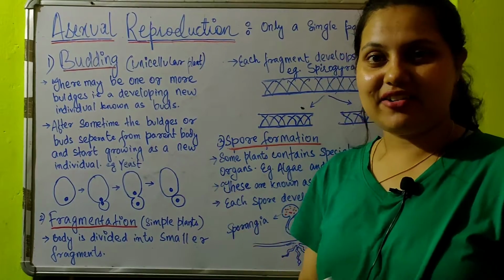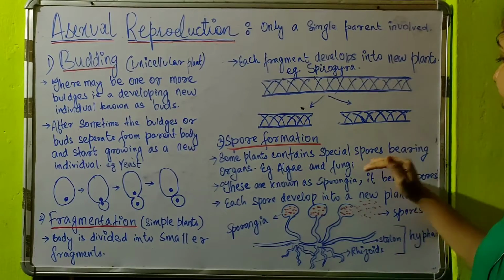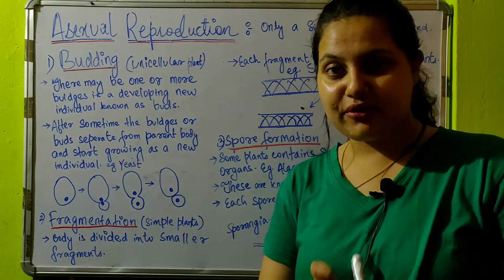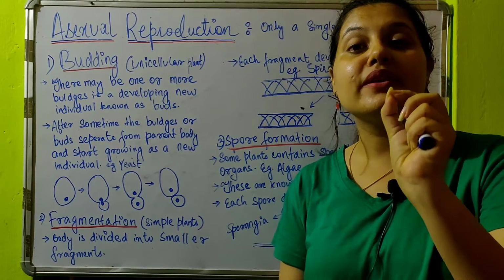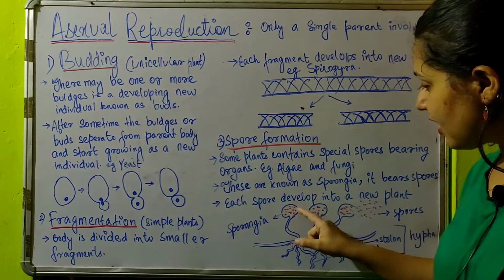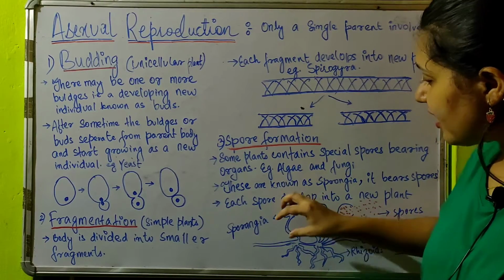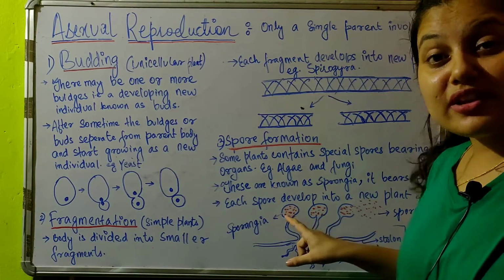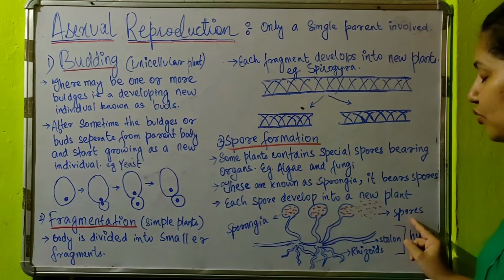new individual plant. And now coming to the third one, that is spore formation. Some plants contain special spore-bearing organs, and the names of those plants are algae and fungi. They contain special spore-bearing structures. You see these kinds of structures, a round ball-like thing and a stick-like thing. This structure is known as sporangia. Inside this sporangia, you see I have drawn a red dot. Those dots are nothing but spores.